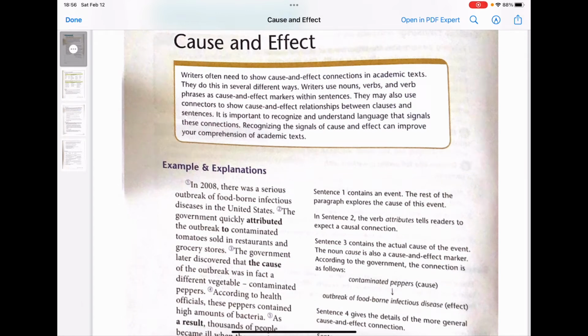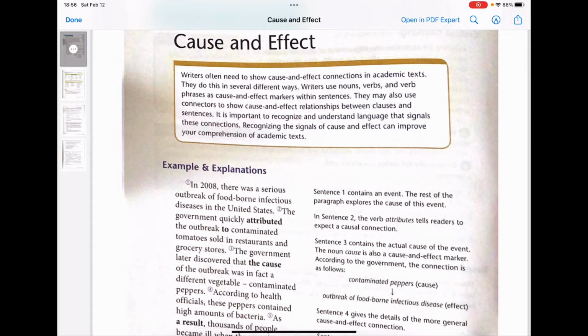Reading comprehension is a lot about understanding relationships in the text. And one of the most important relationships in a text is cause and effect. Writers often show cause and effect relationships with a lot of different methods. They might use nouns or verbs, verb phrases, and we call these cause-effect markers in the sentences.